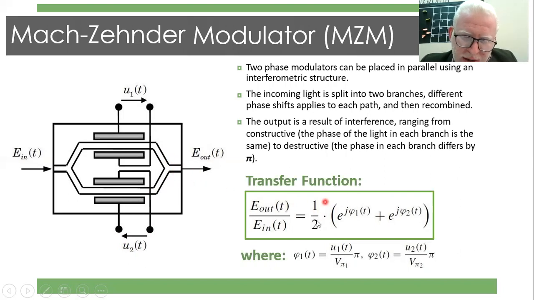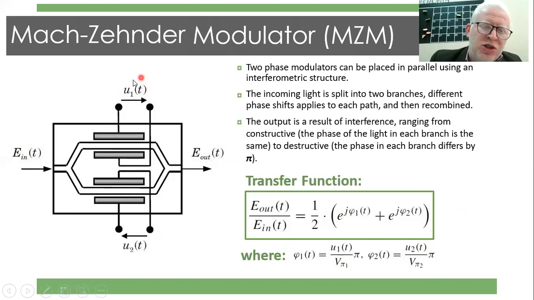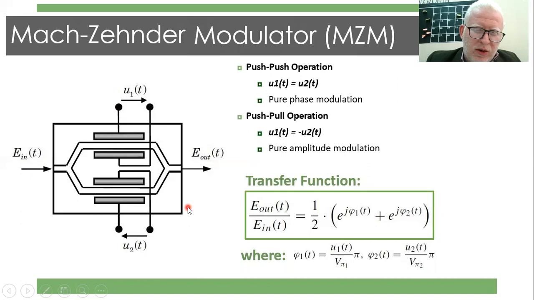So the output signal, because you have 2 halves, the first half is affected with a phase proportional to U1, and the second half is affected with a phase which is proportional to U2. So you have now 2 input streams rather than 1. Here we have 1 input stream, which is U1. Here we have 2 input streams, which are U1 and U2.